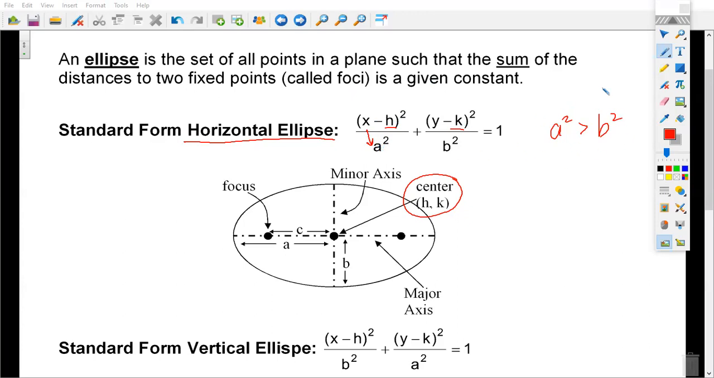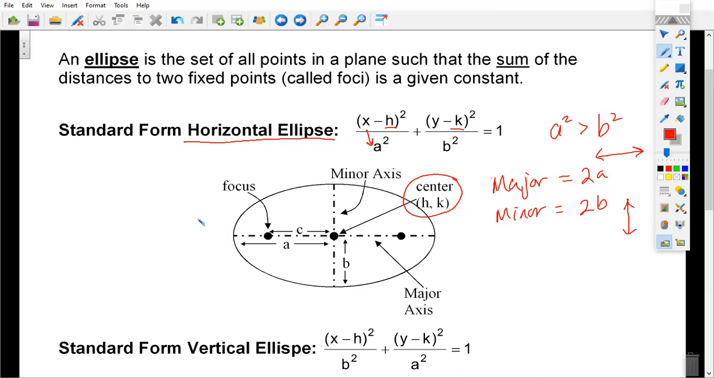And so what this tells us is that we have our major and minor axis. Our major is going to equal double our A. And because it's horizontal, our major is going to be going from left to right, parallel to the x-axis. Our minor equals double our B value, and it's going to be parallel to the y-axis.